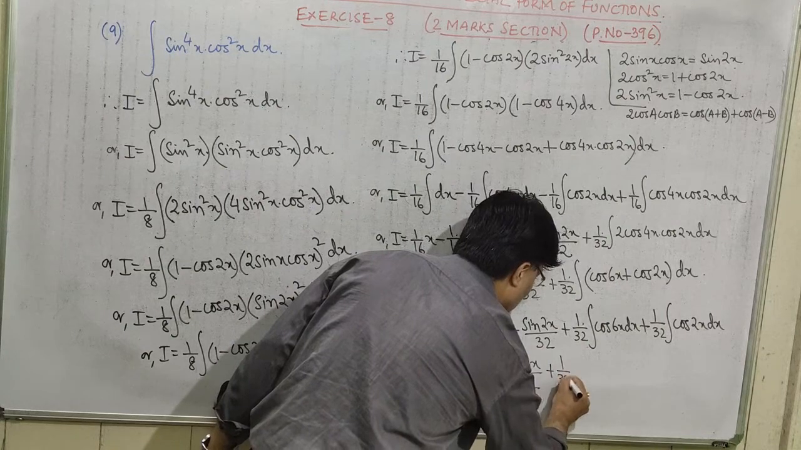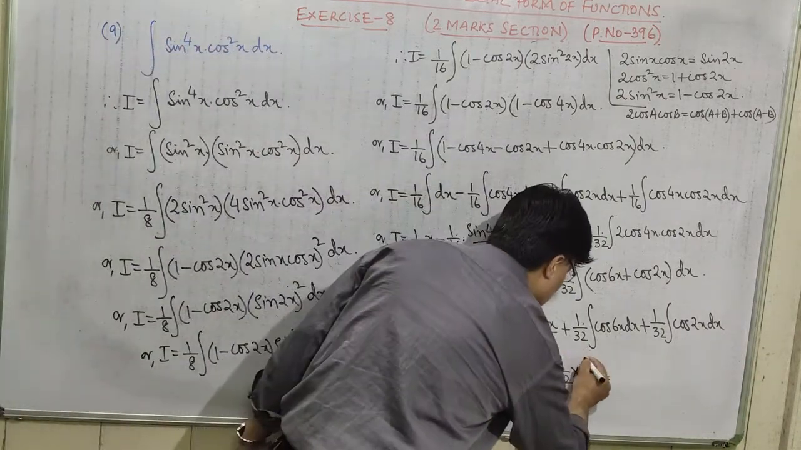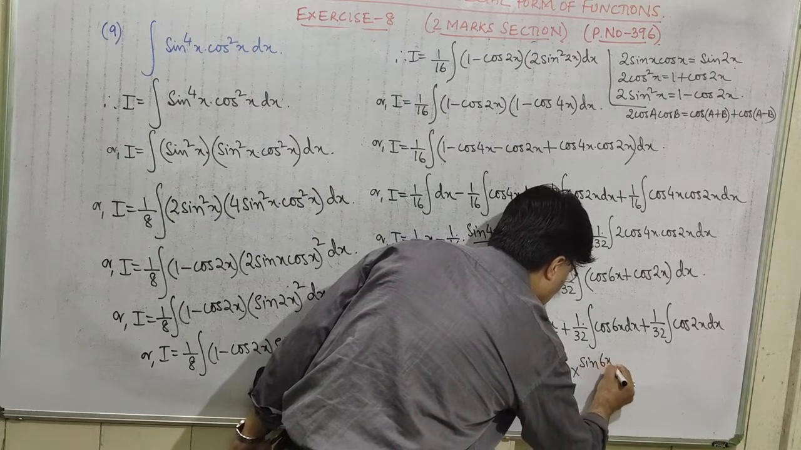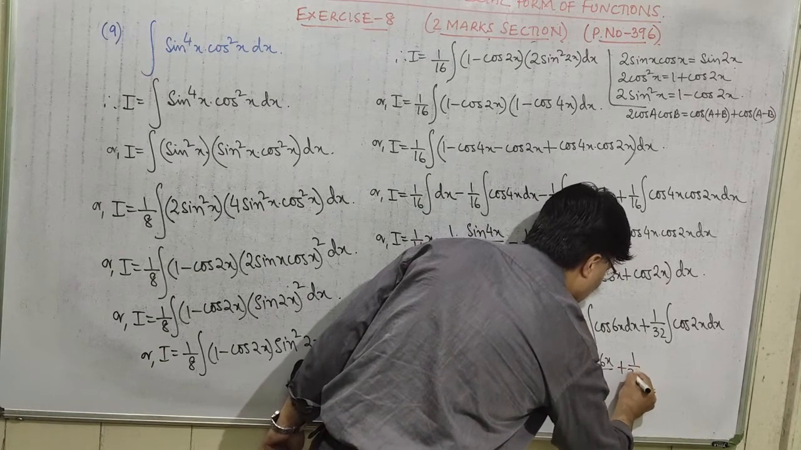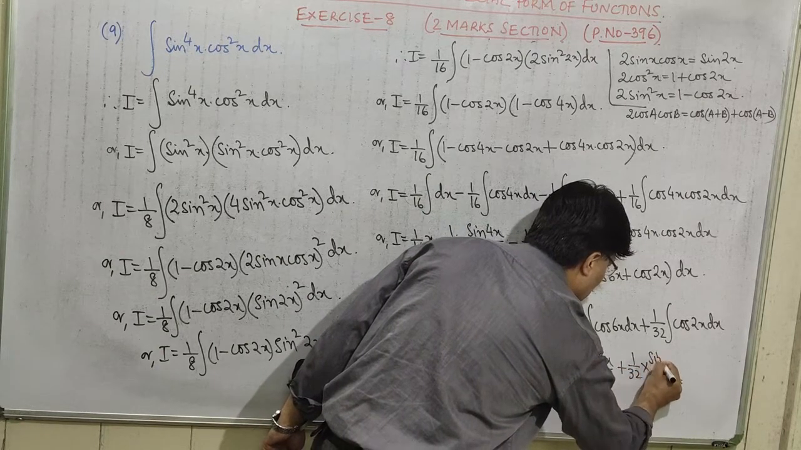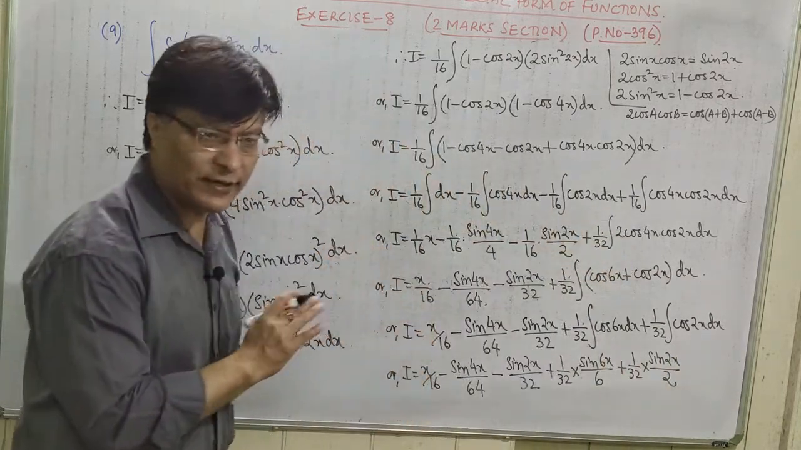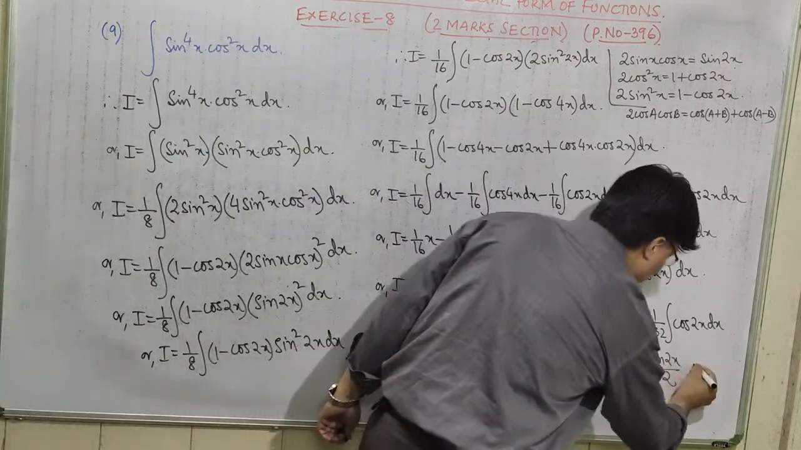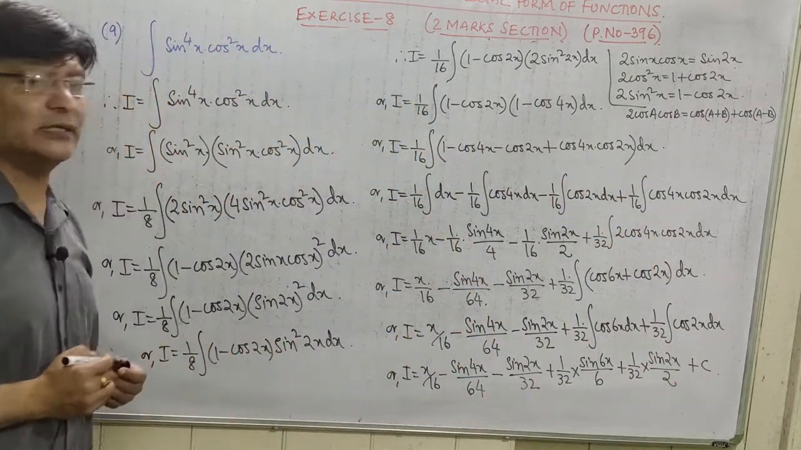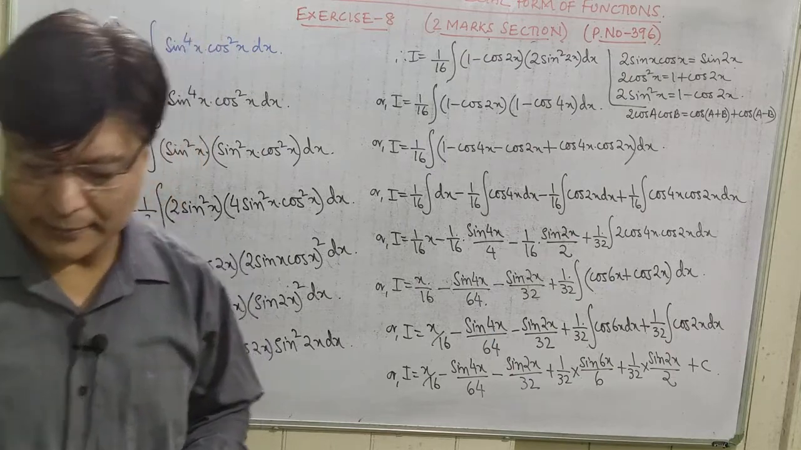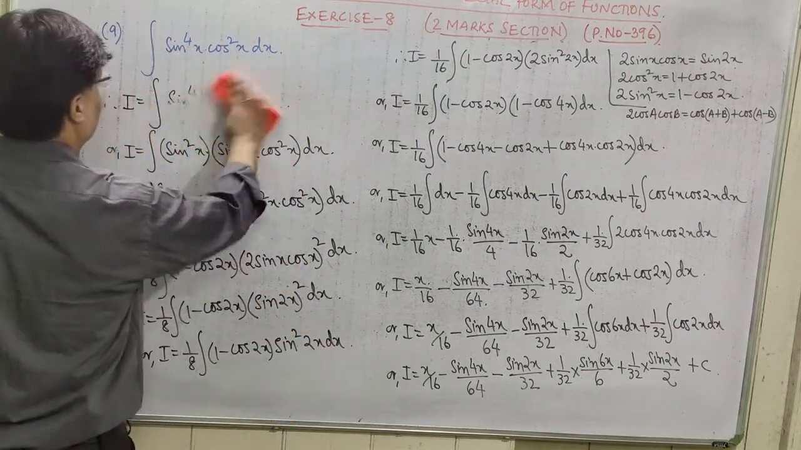So I is equal to x upon 16 minus sine 4x by 64 minus sine 2x by 32, right? Plus 1 by 32 into, what is the integration of cos 6x? It is sine 6x divided by 6, plus 1 by 32 into sine 2x divided by 2. Since we have finished integration, you have to write plus c in the answer, where c is a constant of integration. Okay? So now let us simplify it further.